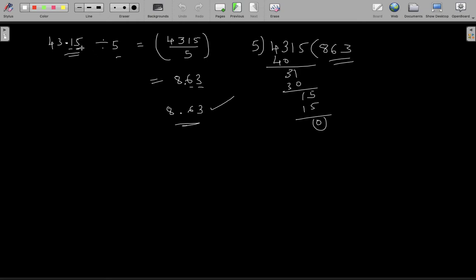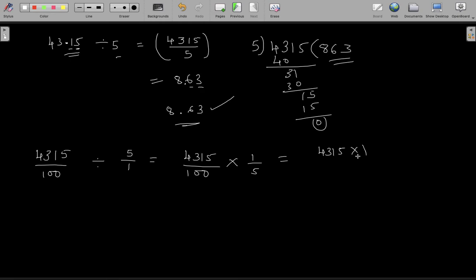The other way is, for the time being, forget the decimal point. Imagine as if there is no decimal point. Do the division directly, and then in the final answer you can keep the decimal point. Or you can also do it using the first method that we have discussed. 43.15 can be written as 4315 divided by 100. Divided by 5 can also be written as 5 by 1. This can be written as 4315 by 100 multiplied by 1 by 5. Now this can also be written as 4315 times 1 by 100 times 5.